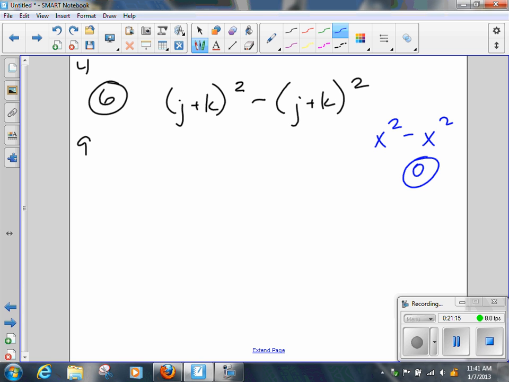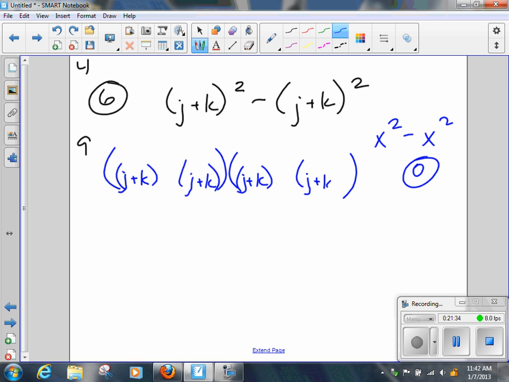I know that this is one of those souped up difference of squares problems, right? Okay? So here we go. I know that the first thing's going to be j plus k, j plus k. The second piece, j plus k, j plus k. My signs are going to be different. Plus, minus. So, add like terms. J plus j, k plus k.